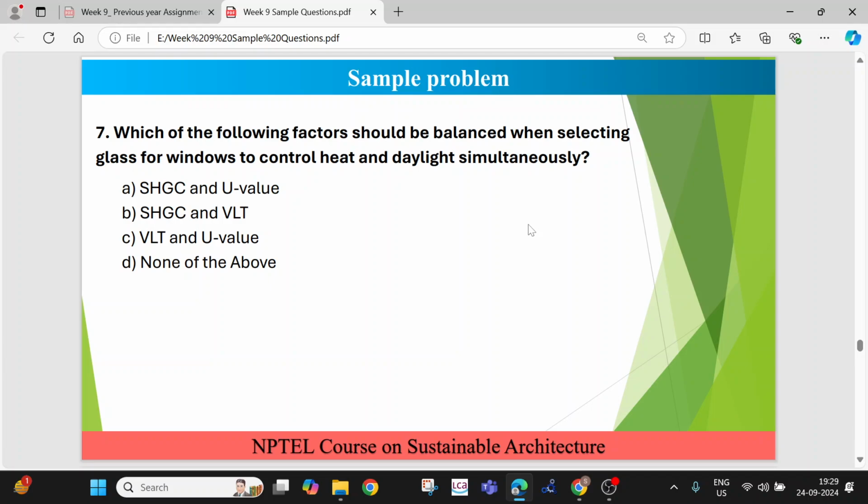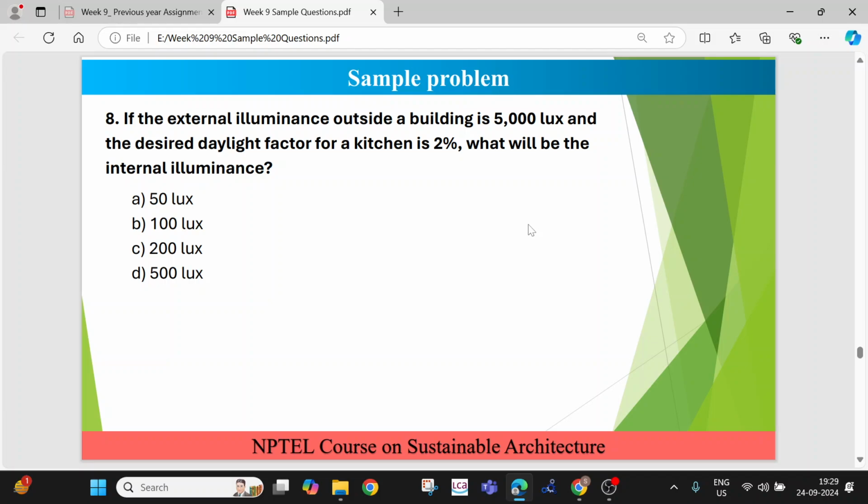While selecting the glass for windows, there should be a balance between the solar heat gain coefficient, which is called SHGC, and the visual light transmittance, which is referred to as VLT. Both of them ensure that heat gains are reduced as well as enough daylight penetrates the interior of the building. Fine. Let's move to the next question. Question number 8.